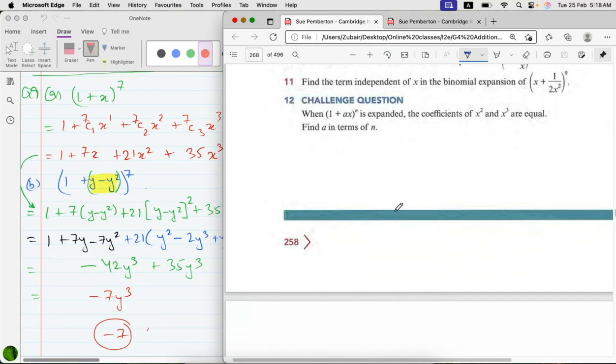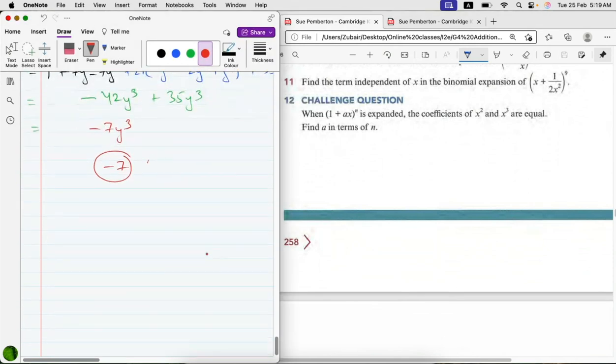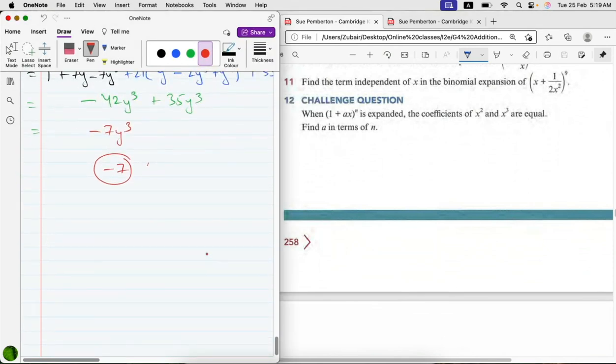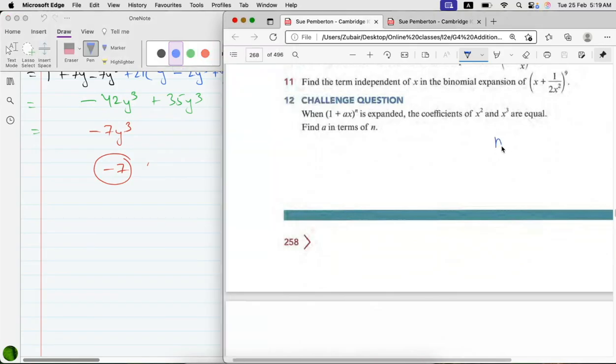But when it says independent of x, what does it mean by that? Constant term. The power of x will be 0. But even the first term is x to the power of 9. Yeah, you don't have to do that directly. Try that thing.